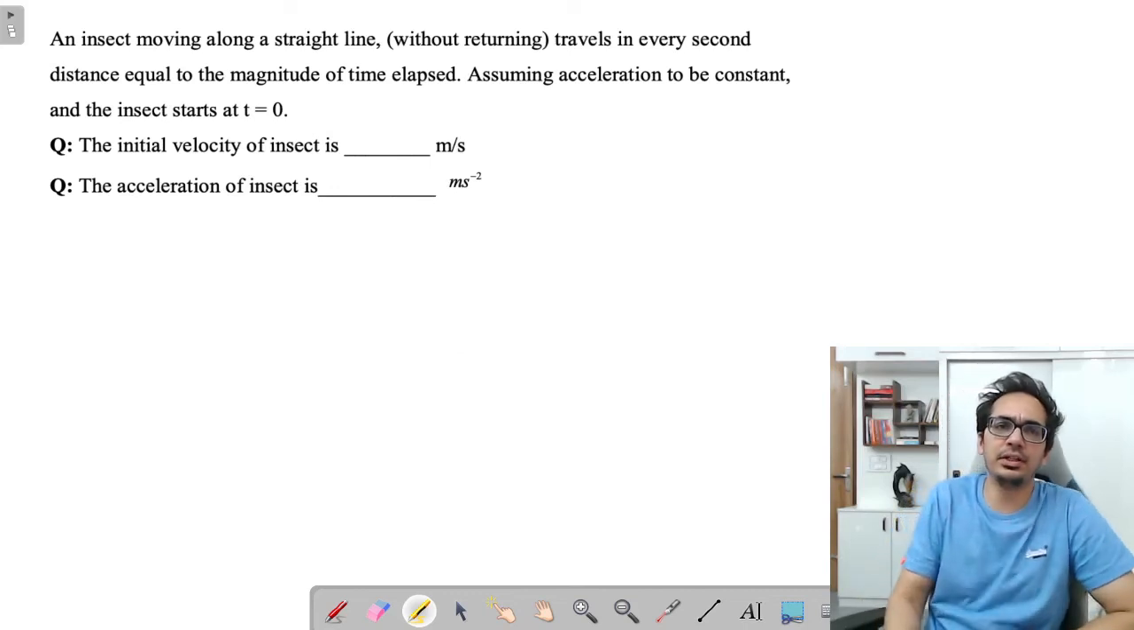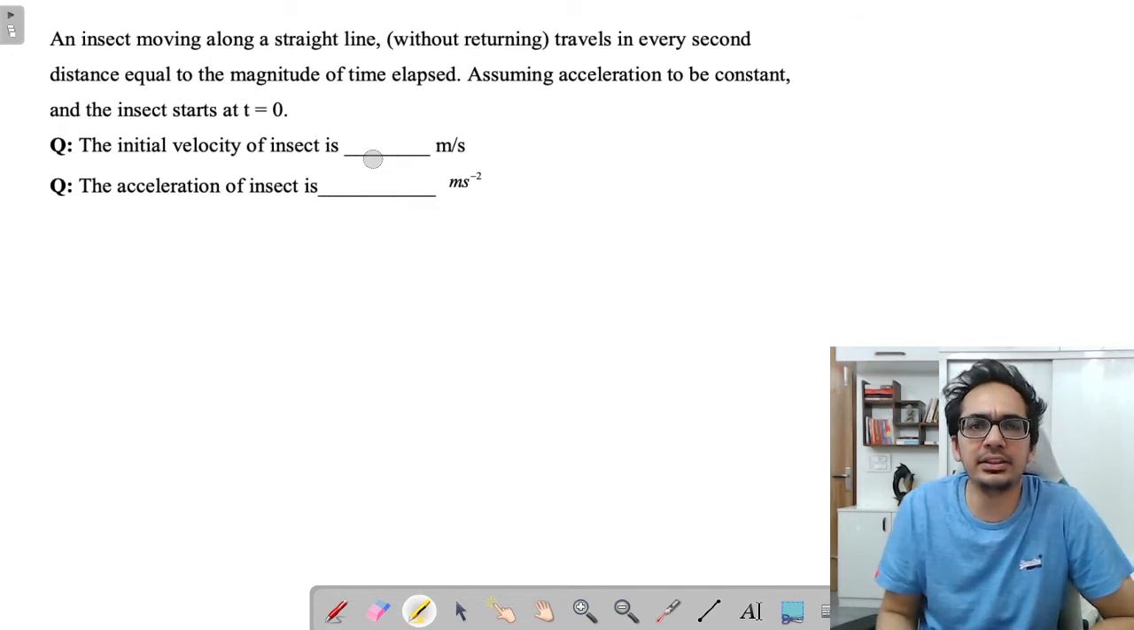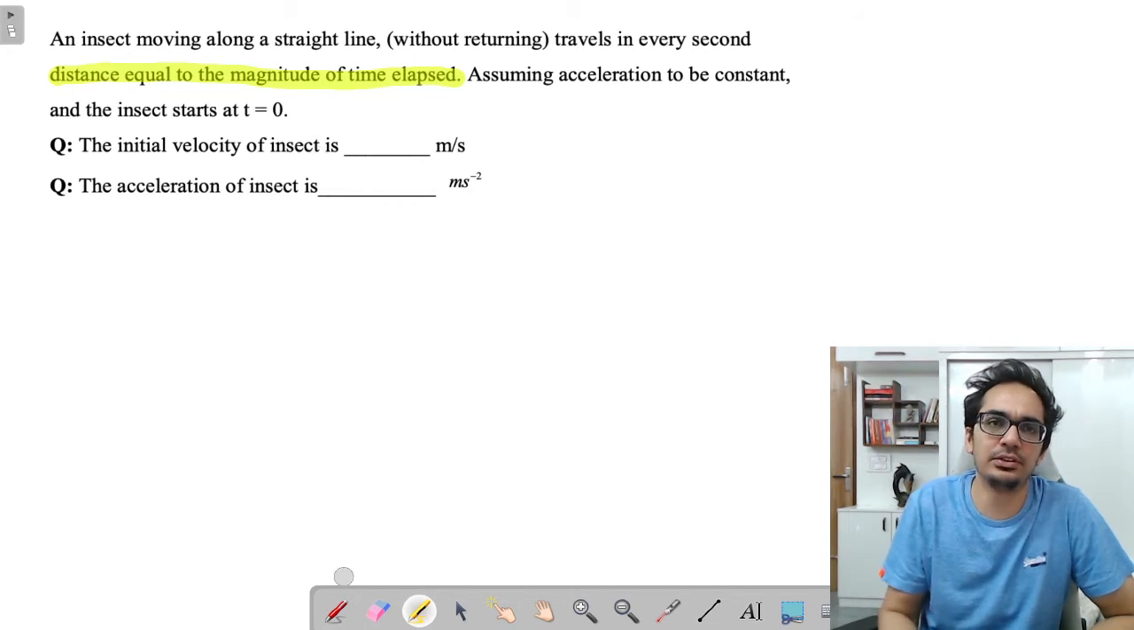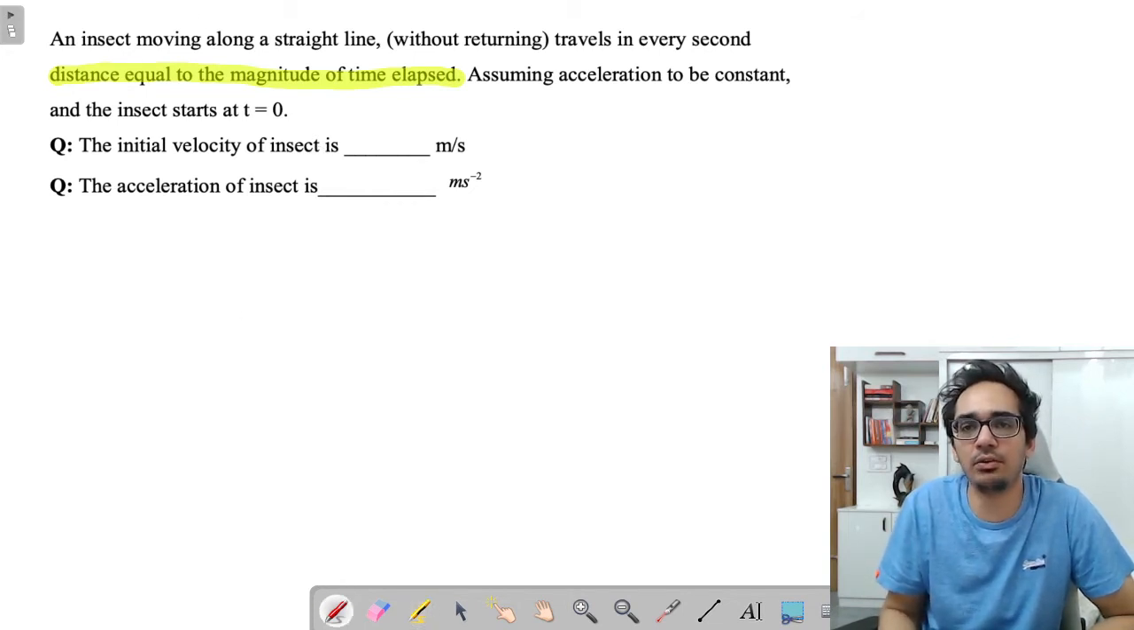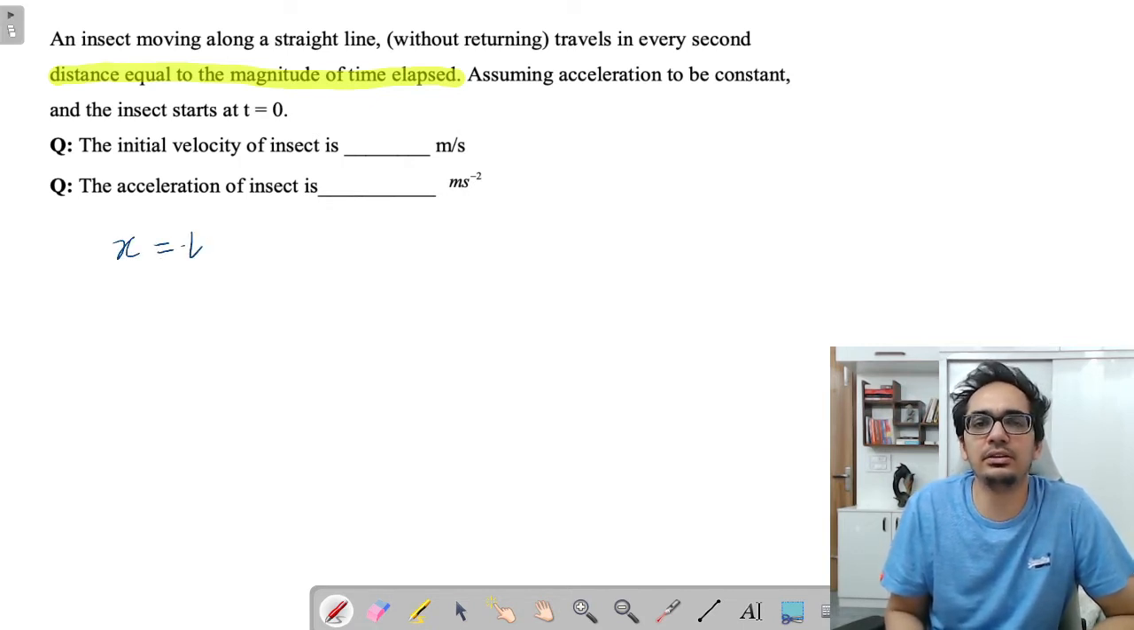Okay, so this is one very interesting problem based on kinematics, motion in 1D. An insect moving along a straight line without returning travels in every second distance equal to the magnitude of time elapsed. So the first challenging part of this question is to understand what it is written. Distance travels in every second, distance is equal to the magnitude of time elapsed. So many students will write like this: distance traveled is equal to magnitude of time elapsed. So if you write this, this is incorrect.